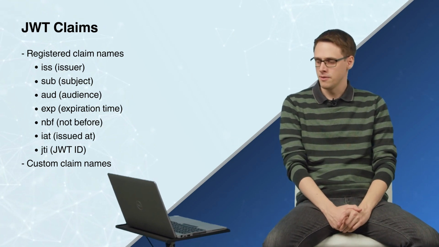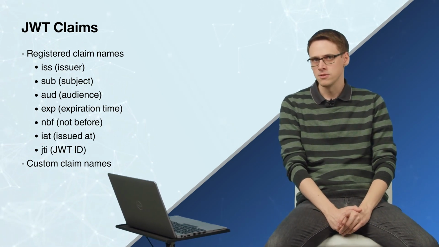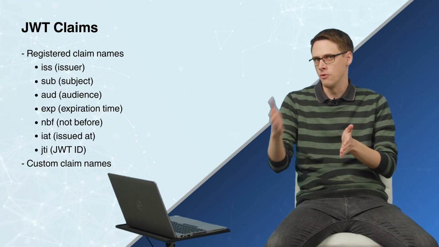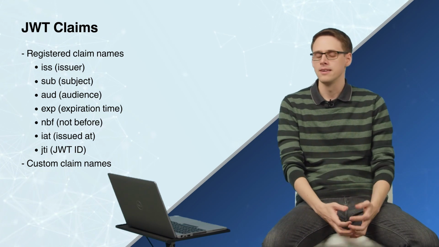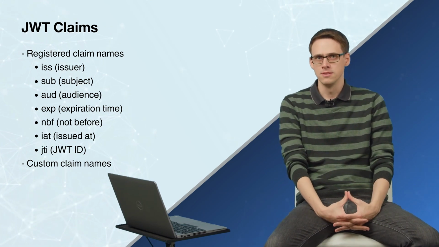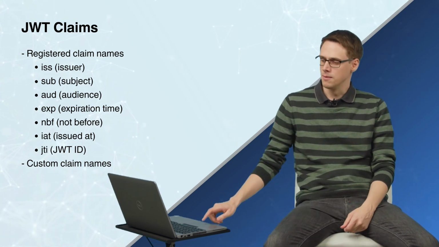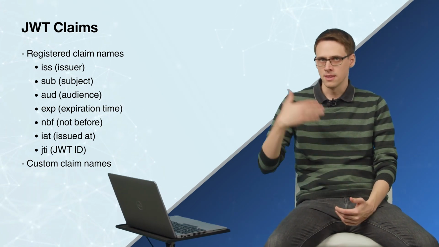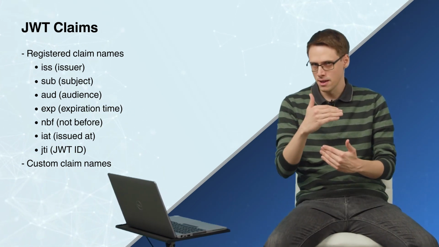Other claims here, for example, the subject. The subject is usually who this token is describing, or who it is for. For example, you could put in your user ID and use this predefined claim name. Also the audience, that's the target. All those claims are optional.